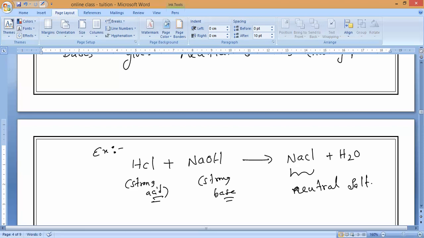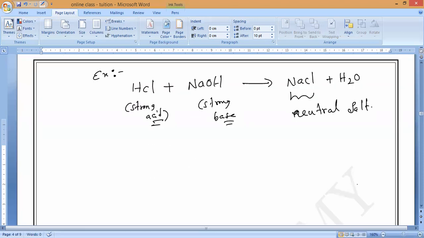Now if you observe, if you react this with the litmus paper, what is the reaction with the litmus paper? Purple, no reaction. Neutral salts show no reaction. You have to remember that it does not have any action on litmus.